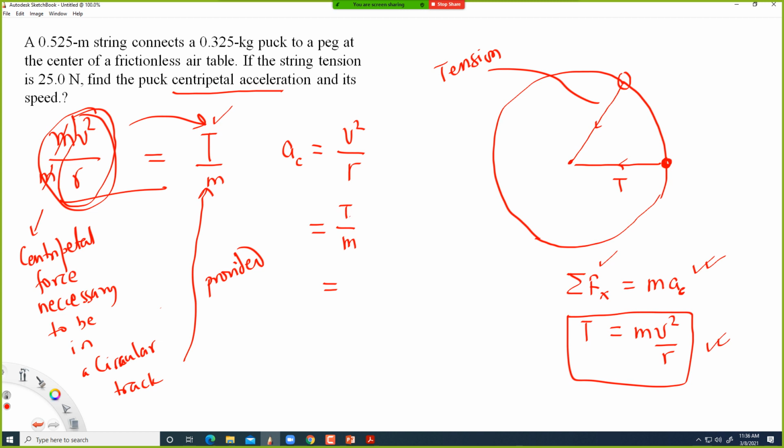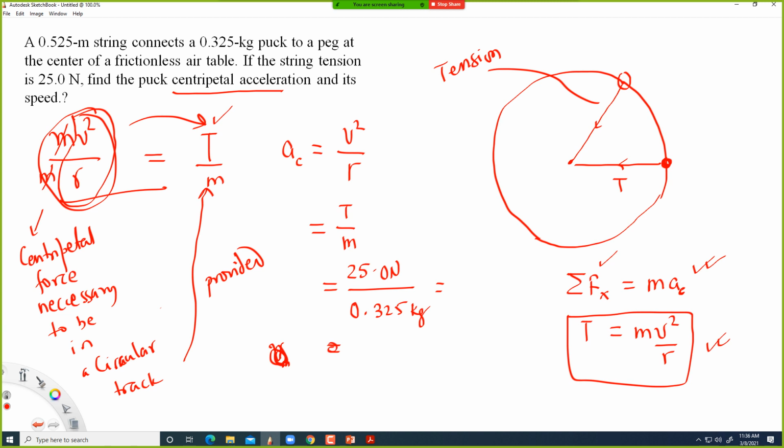So T, tension, is 25 newtons, and m is the mass of the puck, 3.325 kg, and that will give you some number. I don't know what the number is. You can find that. And then you can also find velocity, or speed.